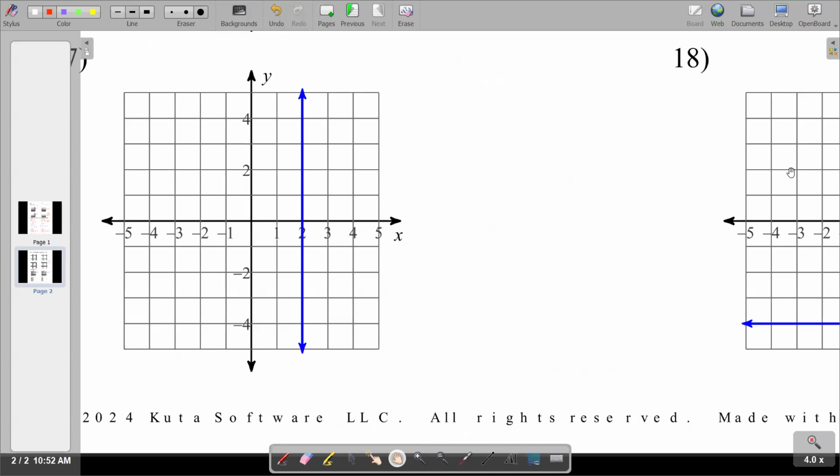But on page 2, what am I asking you for? The equation of the line, not the slope. And the equation of any vertical line is always x equals a number. And that number happens to be right here. X equals 2 is your answer to problem 17. Clear? This is not a slope question. That was already done on page 1, which leads us to question 18.